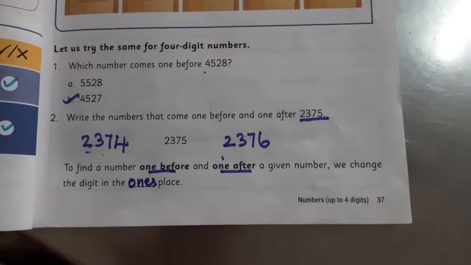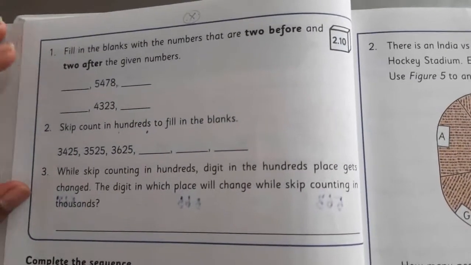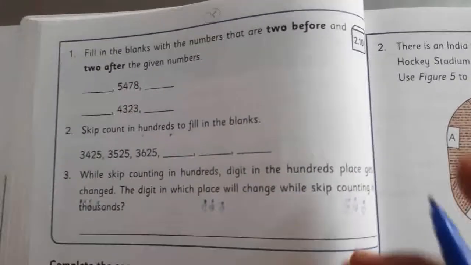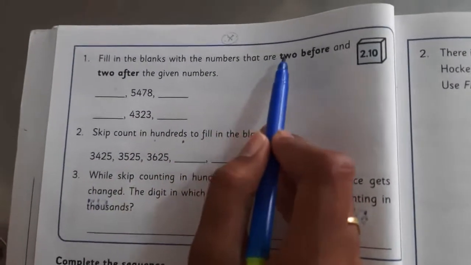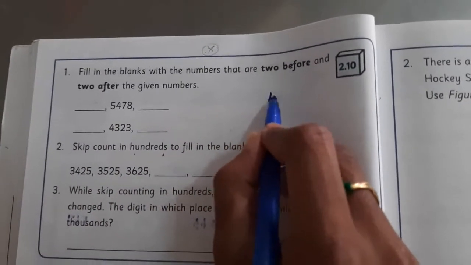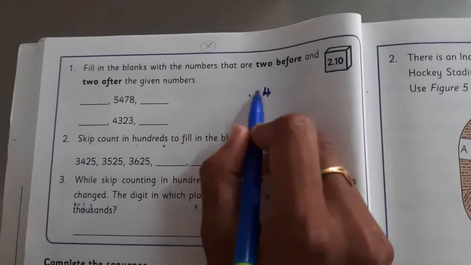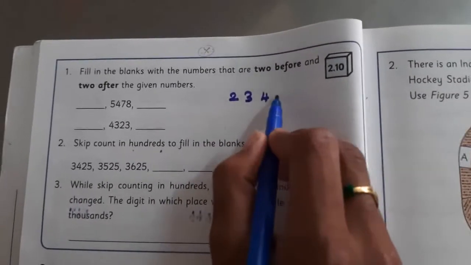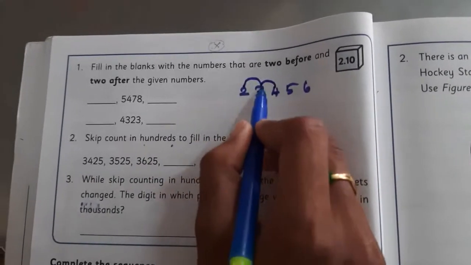Yes. So shall we move to the next activity? The next activity is 2.10. Here we are going to find the numbers 2 before and 2 after. 2 before means you have to skip that one number. So see here: fill in the blanks with the numbers that are 2 before and 2 after the given number. For example, now it is a 4. So you have to find the 2 before that number. Before the 4, what are the numbers? 2, 3. After the 4, what are the numbers? 5, 6.